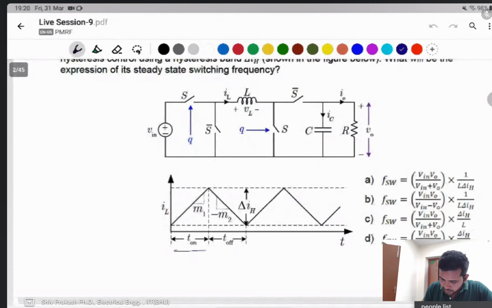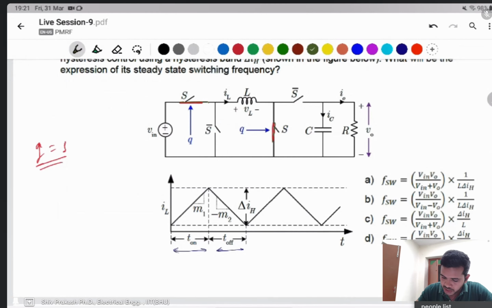This is the on time, this is the off time. This is a buck-boost converter. The switching is given like this. Q is 1, it means the switch is on, this one and this one are on. If Q is equal to 0, then this switch and this switch will be on. S bar. Take the first case, where switch Q is equal to 1 and switch S is on.